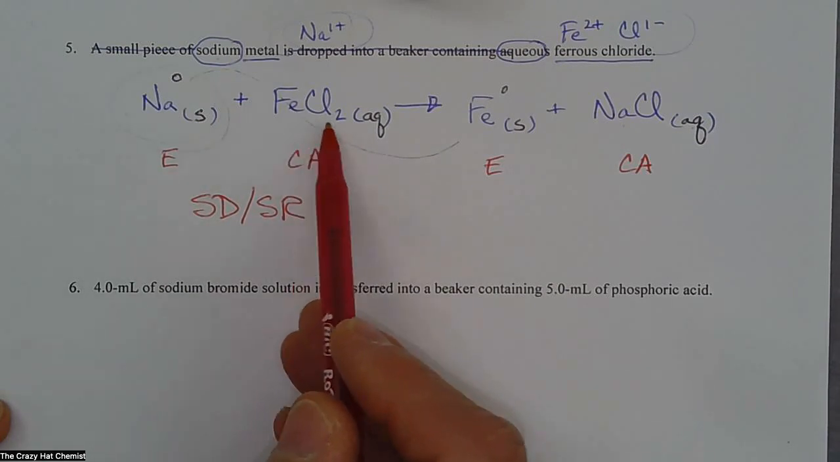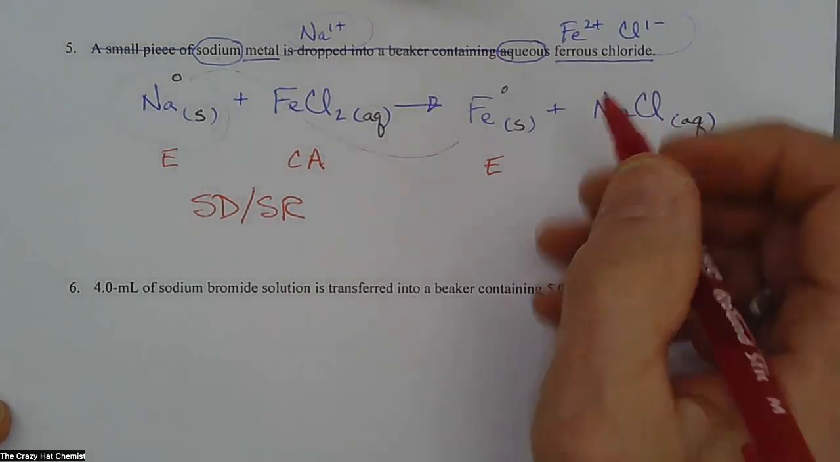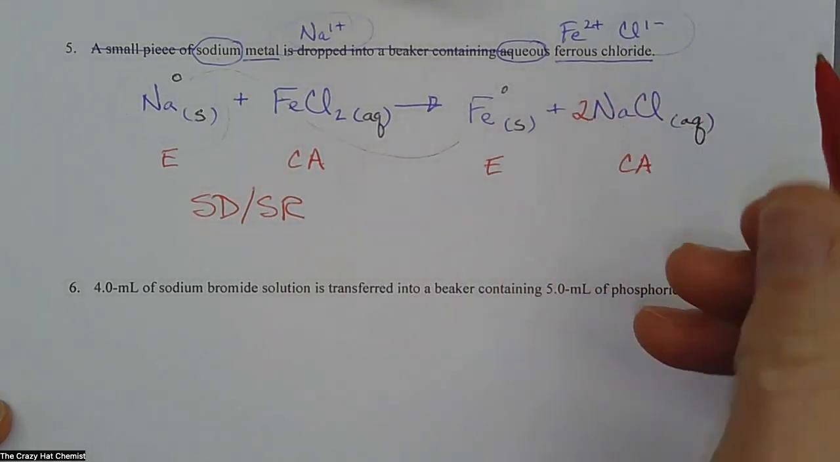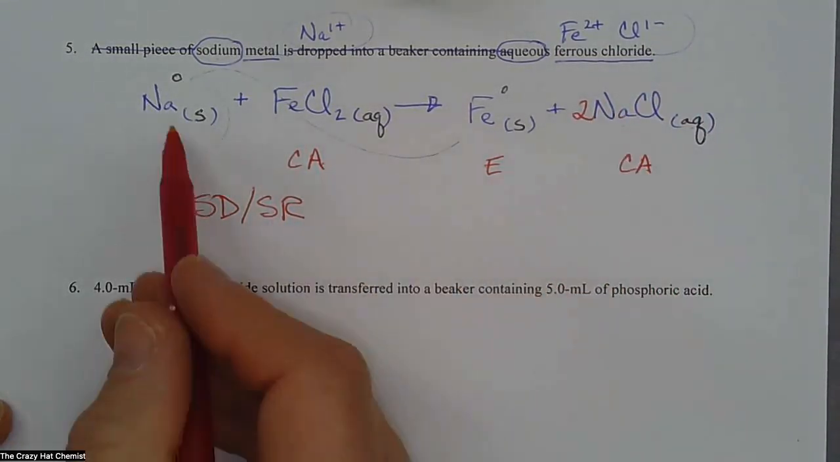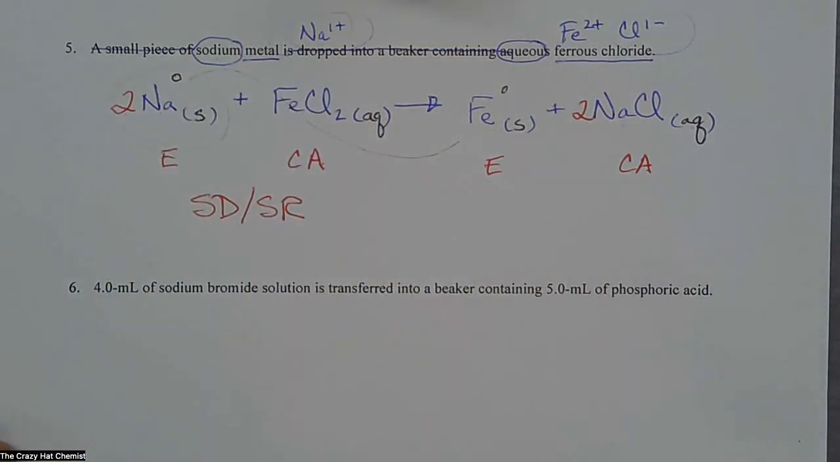And this is our most complicated formula. There's 1 iron, 2 chlorines, and 1 chlorine. So I'm going to place a 2 right here in front of sodium chloride, and that gives me 2 sodiums, and that has 1 sodium. So this will be 2 sodiums right there like that. So now that one is balanced. All right, so that is number 5.